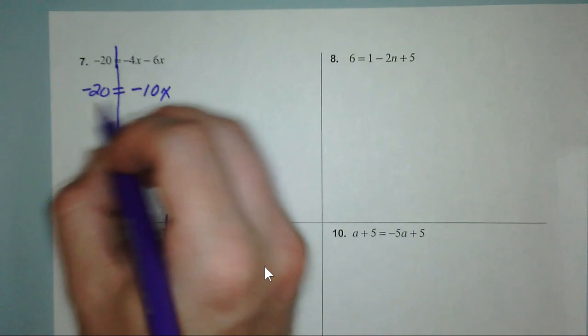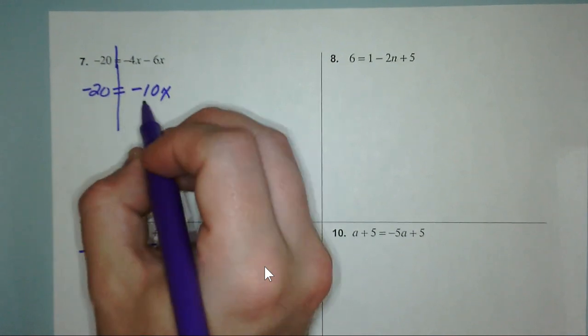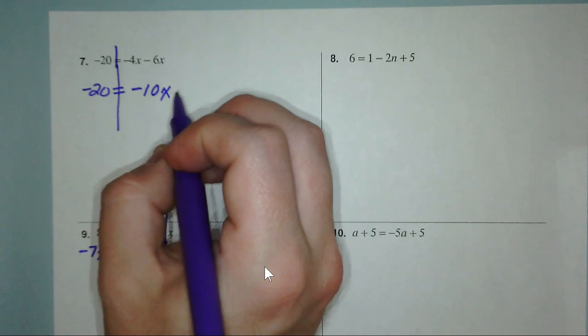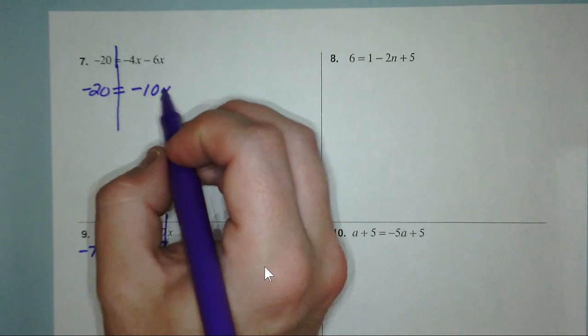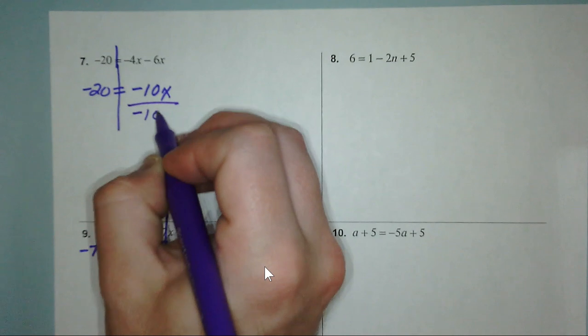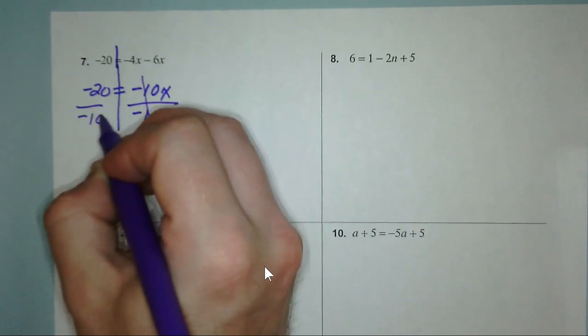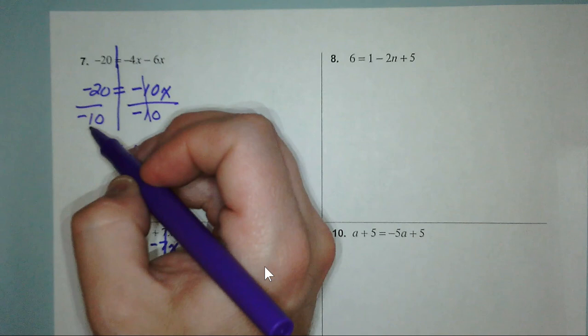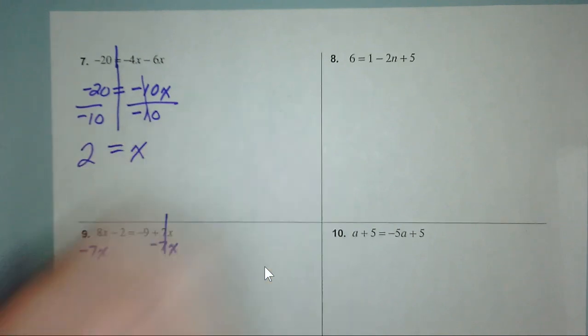So now that I'm here in number 7, I only have x over here on the right. Now I want to get it all by itself. So this says negative 10 times x. So I divide both sides by negative 10 to get x all by itself, and then negative 20 divided by negative 10 is positive 2. And then once you get x by itself, you're done.